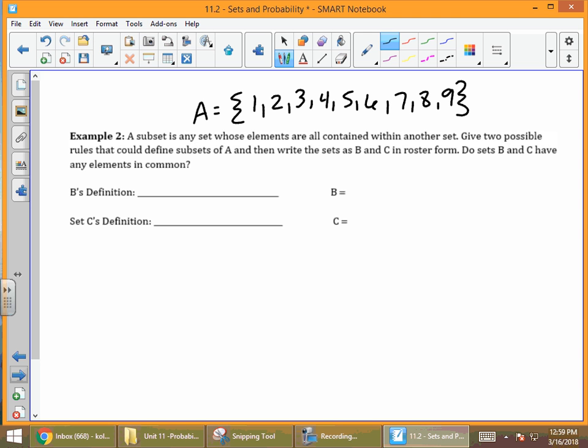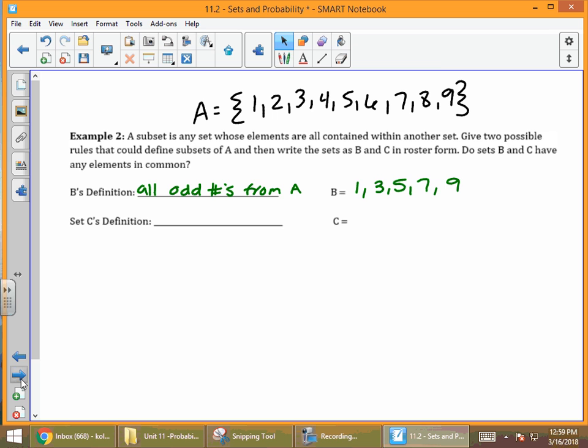Odds. Okay? We can make set B, all the odd numbers from set A. That is set B's criteria, its definition. Then what you have to do to make set B is write down all the odd numbers from set A. What are all the odd numbers from set A? 1, 3, 5, 7, 9.